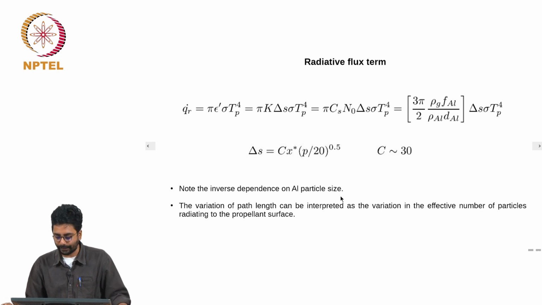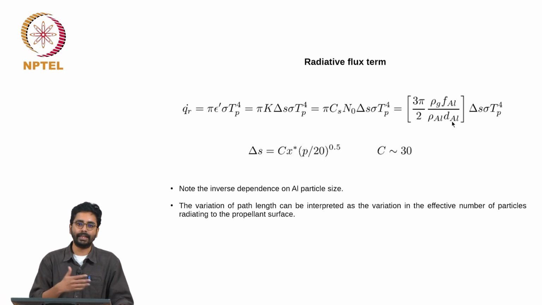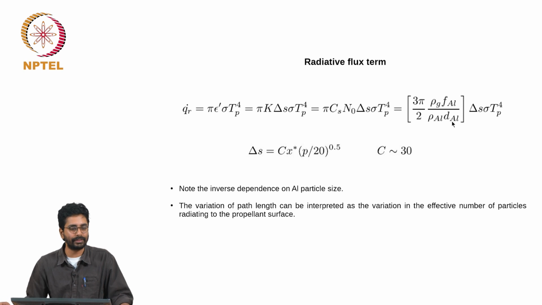I want to just emphasize that the radiative flux depends on the surface area which is radiating, and here the surface area is dependent on the number of particles. If these two effects are accounted for, the final expression for radiation will show that the radiative flux that comes to the surface is inversely proportional to the size of aluminum, which is consistent with our expectation that the smaller the aluminum particle size, the larger is the radiation contribution from the aluminum particles. So note the inverse dependence on Al particle size.